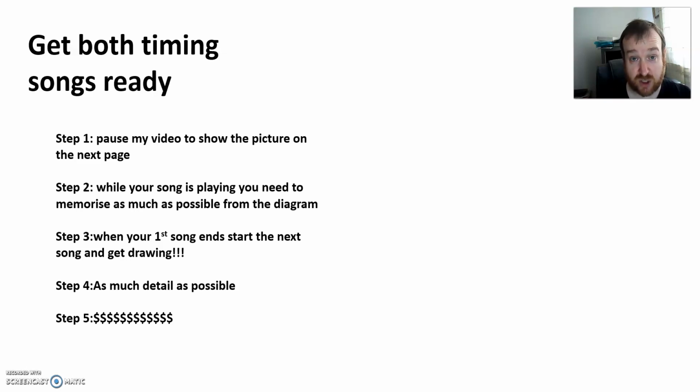So the first job is to look at the picture, try and remember as much as possible. Look at the detail, look at the text, look at the spelling. Then you're going to be using a second song to play it. So here is the picture. Get ready to play your song. Start your song now. Here's the picture.